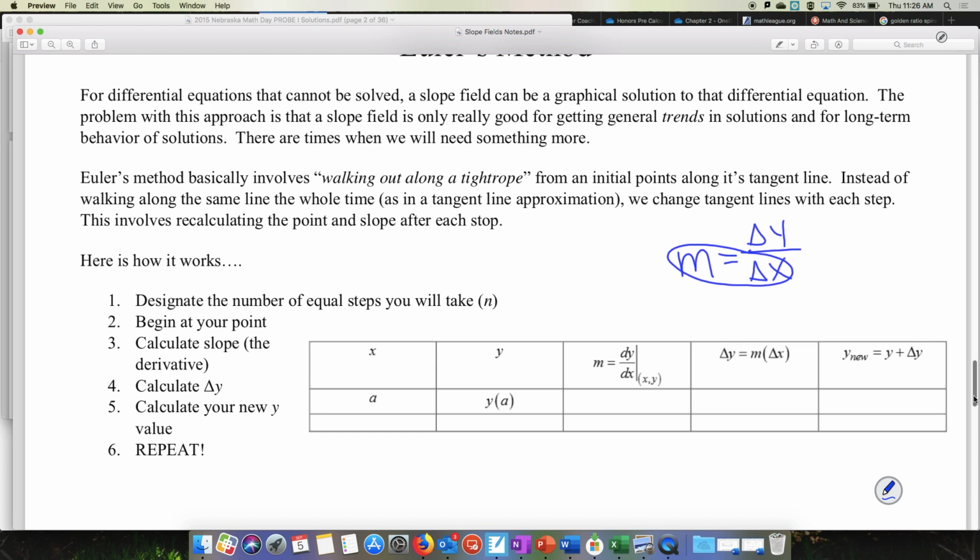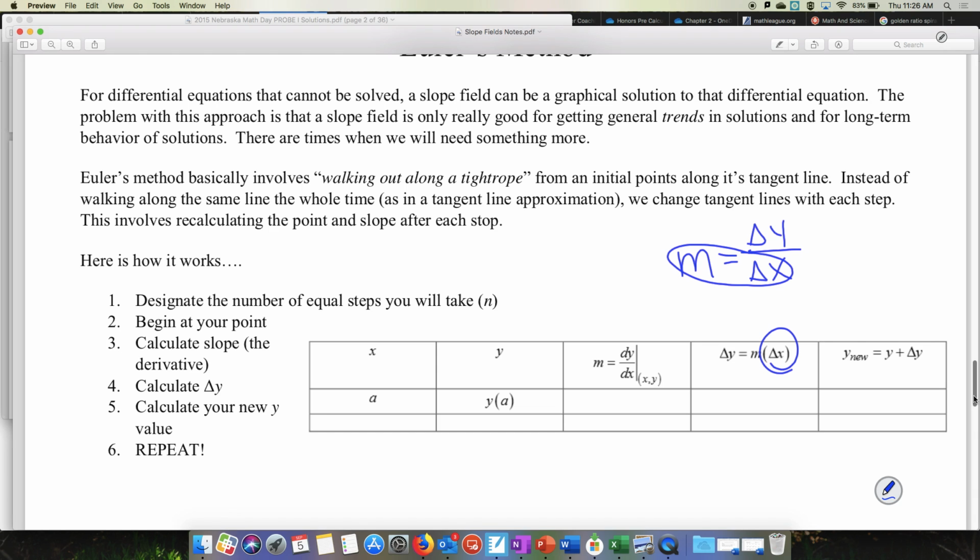Okay, now I have a new xy coordinate. Let's take this and make a new tangent line. So we figure out the slope, we figure out the change in y, and we have a new coordinate. Okay, and we do this as many times as we need to. The change in x will be determined by how many steps you need to take and how far you need to get.